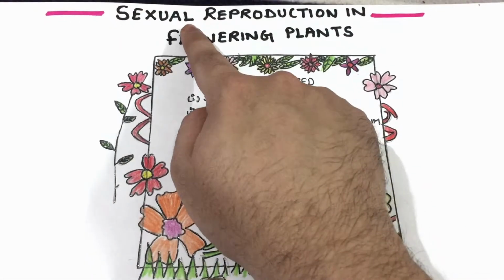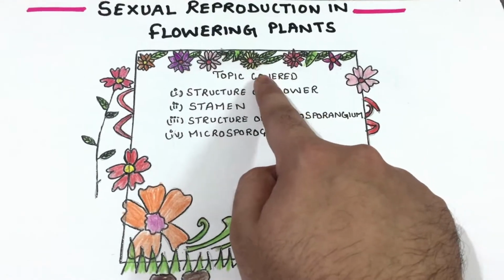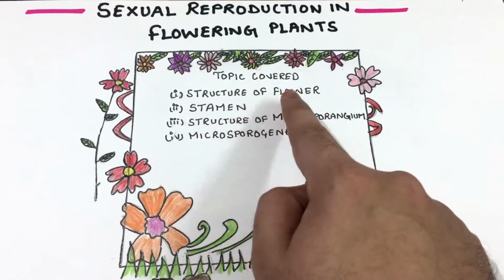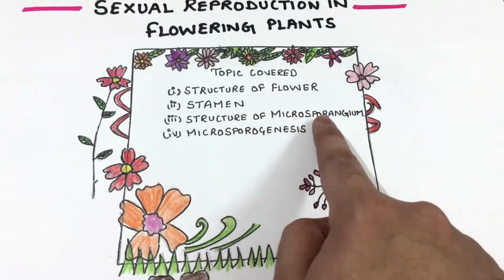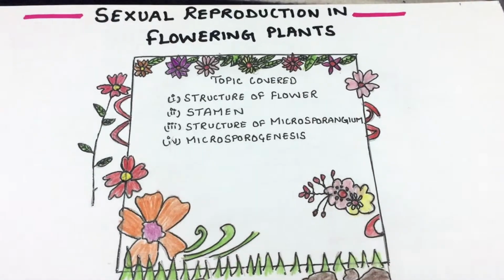Hello students, this is the first video on sexual reproduction in flowering plants, and the topics covered in this video are structure of flower, stamen and its structure, structure of microsporangium and microsporogenesis. So let's start.